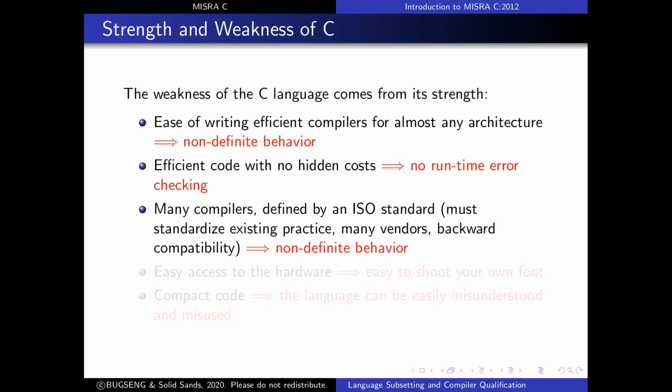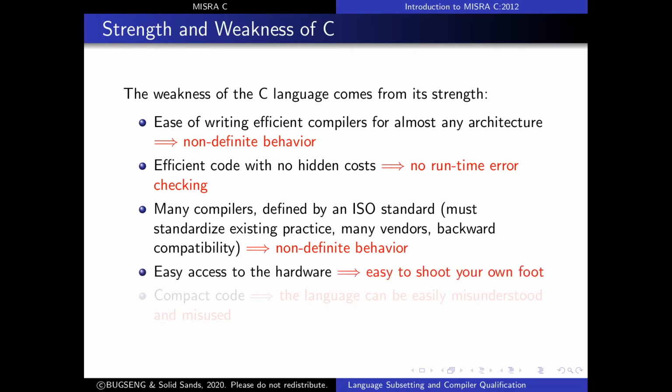So the fact that there are many compilers and the language is defined by an ISO standard, which is a very pragmatic body, is another reason behind non-definite behavior. So if two well-established compilers do the same thing in different ways, then we will have to compromise. So the behavior will not be completely defined. Hopefully, it will be implementation defined, and in some cases, we have to make it undefined. This is the other main reason behind non-definite behavior.